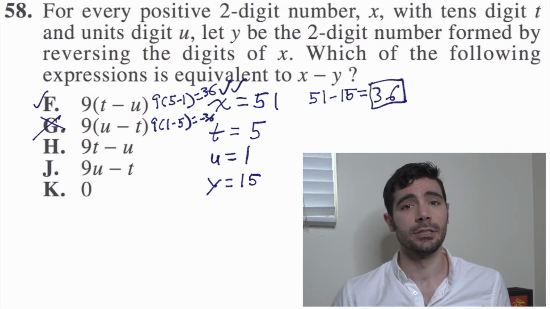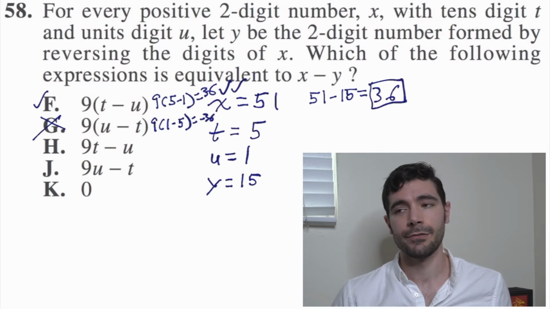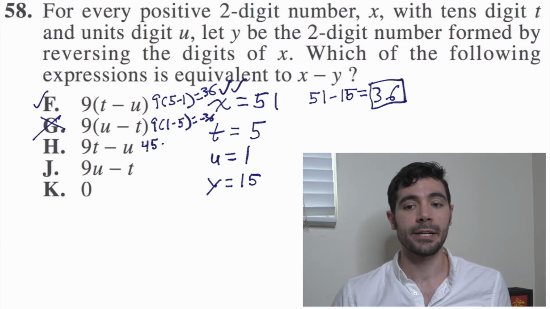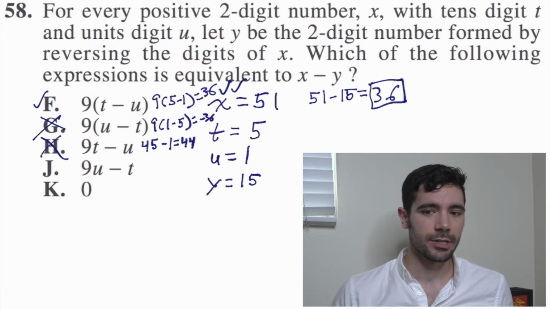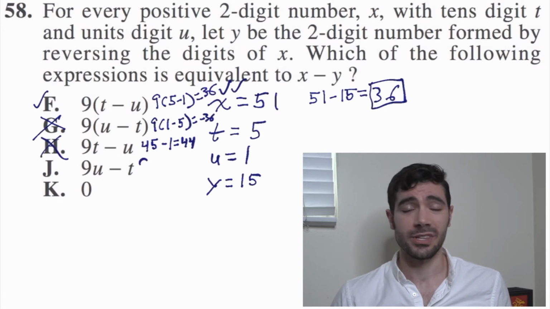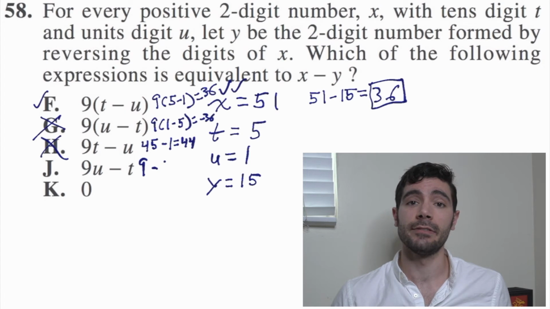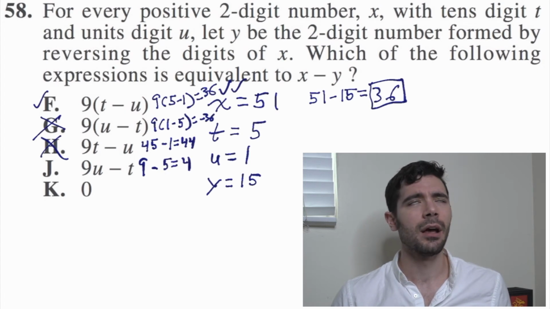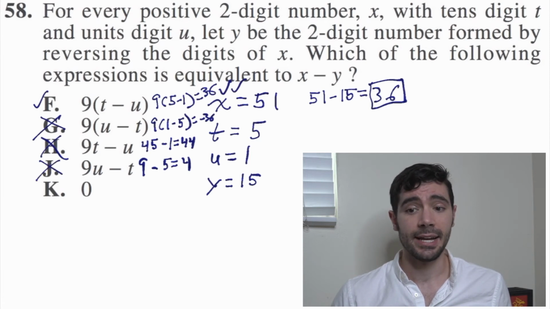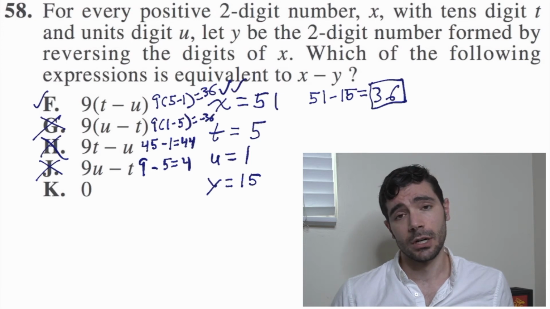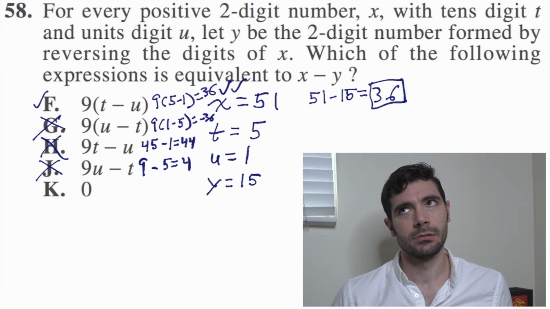H, 9t minus u. Well, t was 5, so 9 times 5 is 45, times tables, etc. Minus u, which was 1. 45 minus 1 is 44, which, you know, is a great number. It's just not 36. Okay, so let's look at J. 9u minus t. u was 1, so that's just 9 minus t. t was 5. 9 minus 5 is 4. Again, great number, no hate. We're just looking for 36. Sorry, J. And then K is 0. And 0 is, well, it's 0, which is not 36 at all, really.